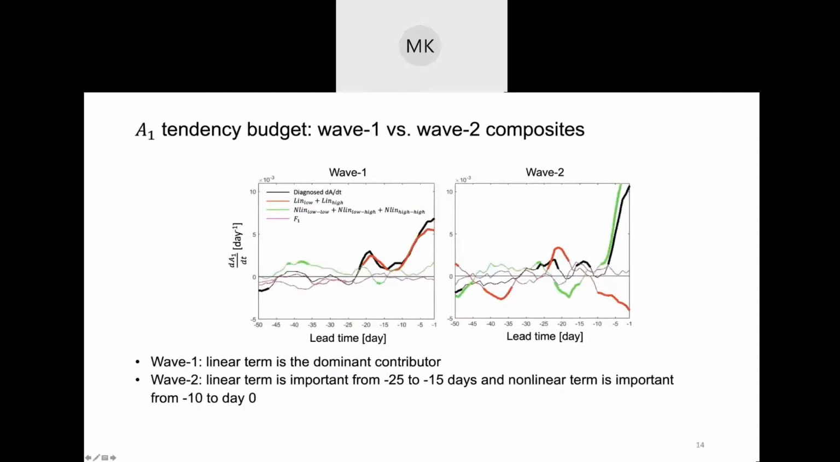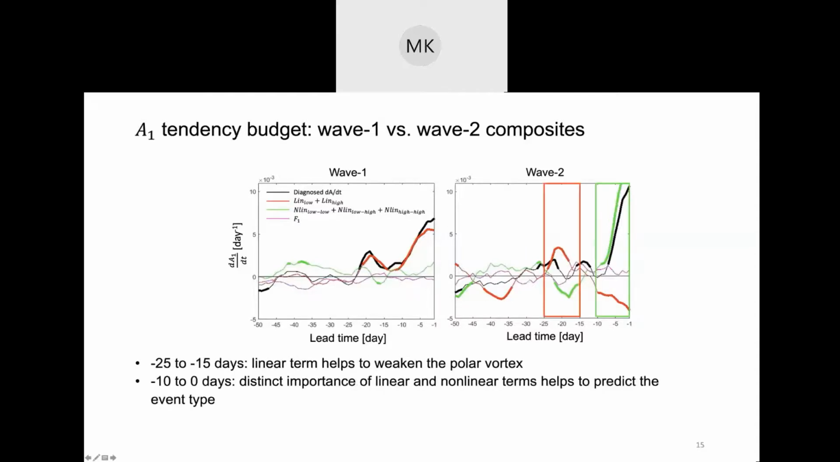Now let's specifically look at the A1 tendency budget for the composite of wave number 1 events on the left and of wave number 2 events on the right. As we can see, the increase of the A1 tendency term in wave number 1 events is mainly contributed by the linear terms, while for wave number 2 events, the linear term is important in the earlier stage, but from 10 days before the event, it decreases dramatically, and the nonlinear terms increase rapidly and become the dominant contributor to the increase of the A1 tendency term.